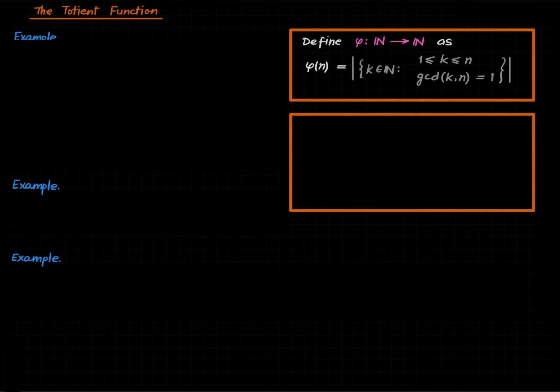Okay, that's the definition. It's a very nice definition. Note that this range is not some artificial thing. That's because the relative primality of some integer k to n only depends upon the remainder class of k modulo n. In other words, if k and l are the same modulo n, then either both of them will be relatively prime to n or neither will be.